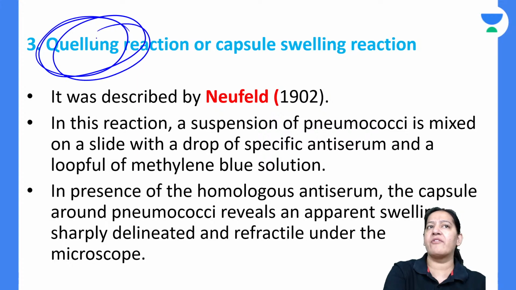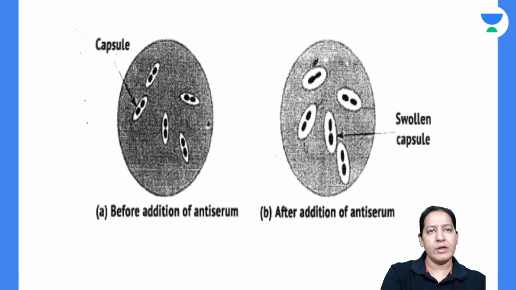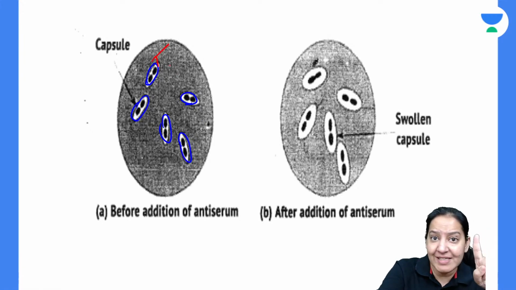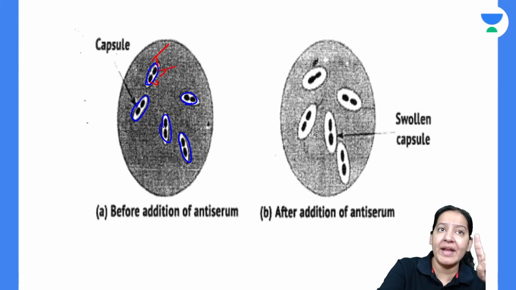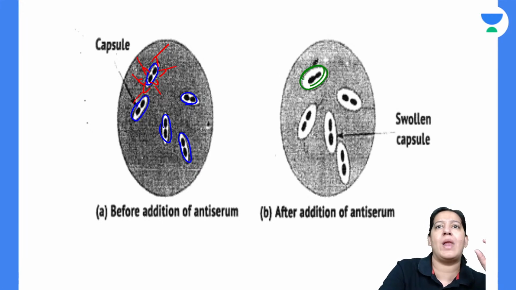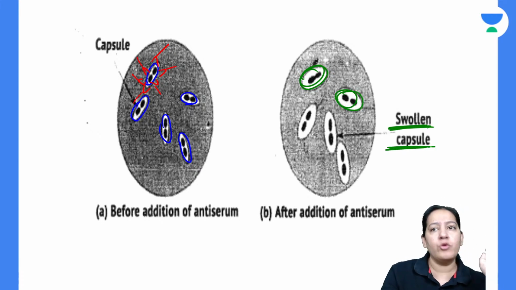What do you mean by Quellung reaction? I have told you already. In the Quellung reaction, you are taking the bacteria. These are the capsules of the bacteria. In each capsule, 2 bacteria are present. What you are basically doing is providing the antibody against the capsule, not antibody against the bacteria. Mind my words. I'm providing antisera, antibody against the capsule. So antigen antibody reactions will take place. Because of this, the capsule will swell and it will be visible after swelling.